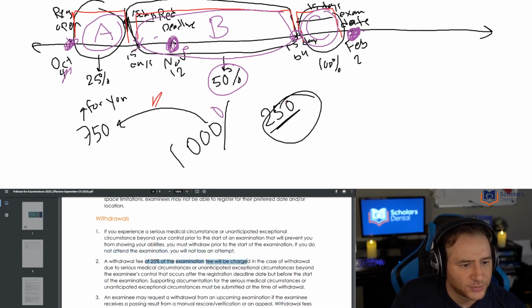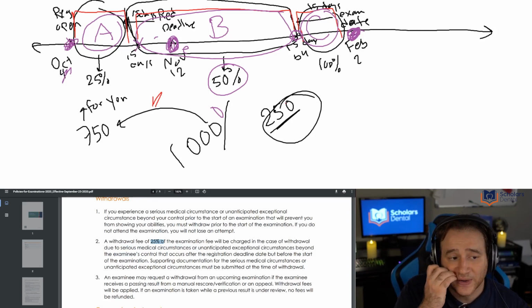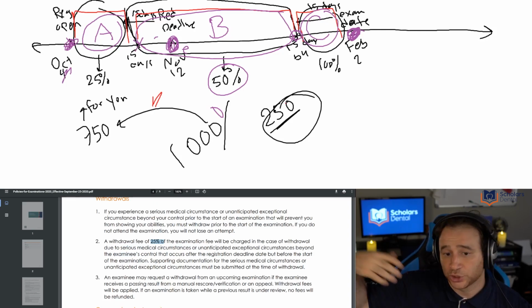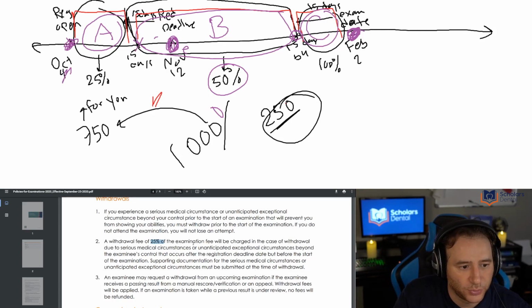Okay, withdraw for your 20% case, withdraw due to serious medical or unanticipated circumstances. So this is just saying, if you have an excuse, a medical condition or something unanticipated, they will charge 25% anyway. But they might not charge 100 or 50 if you have an excuse to withdraw. Okay, as long as it's before the start of the examination.